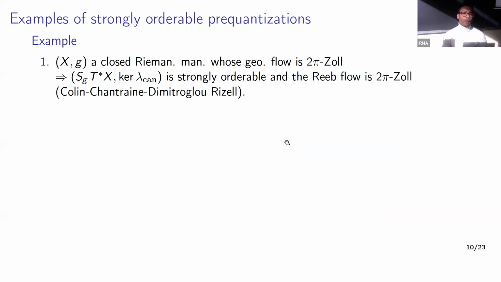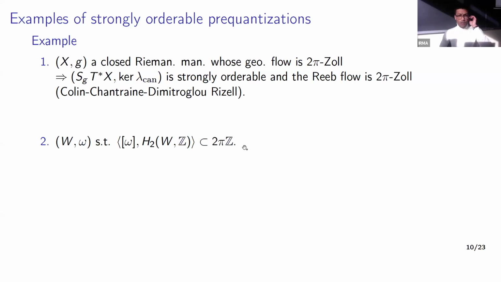Example, yes, of strongly orderable prequantization. So closed strongly orderable prequantization. You start with a closed Riemannian manifold whose geodesic flow is 2π. So the geodesic flow is periodic with the same minimal period. Then you take the unit cotangent bundle, and this is strongly orderable by a result of Chantraine, Dimitroglou Rizell, Ghiggini and Golovko because it admits a Liouville filling whose symplectic homology does not vanish. And the Reeb flow is almost the geodesic flow, so it's also 2π. So it's an example of strongly orderable prequantization where we can apply our result.